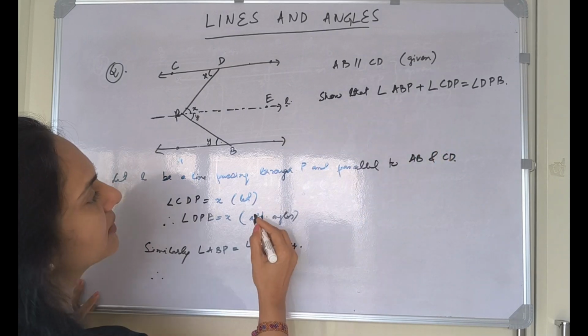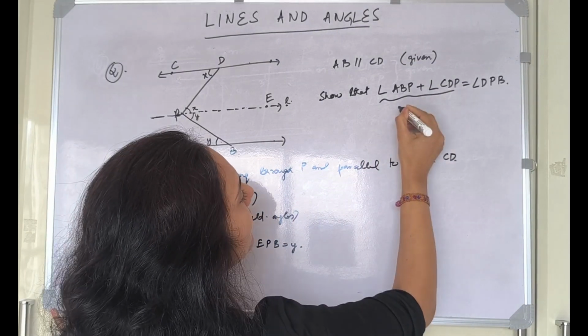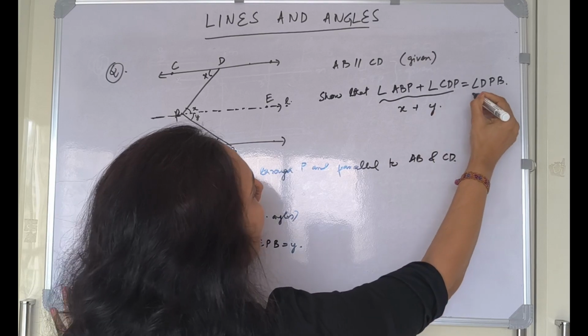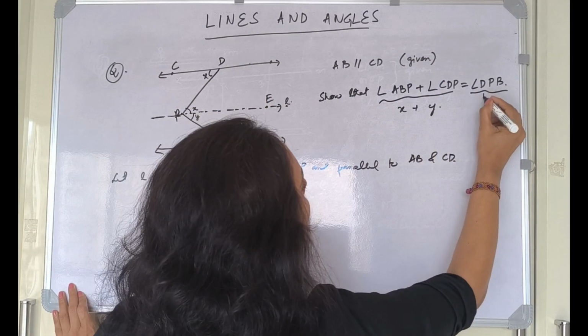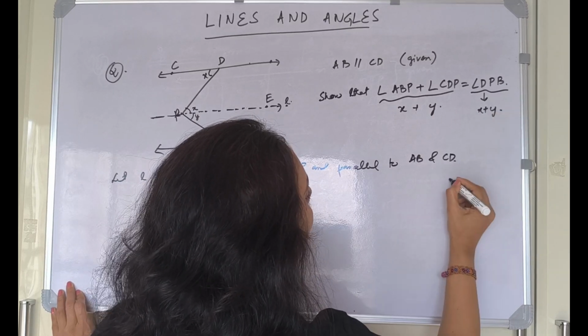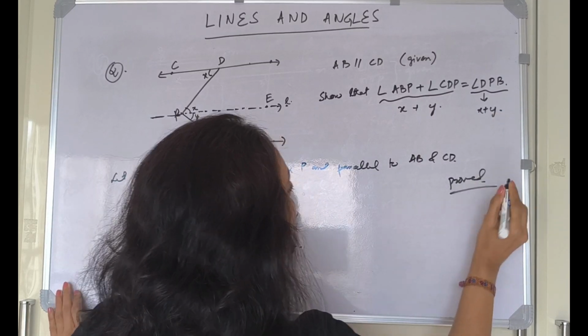And therefore ABP plus CDP, here I am writing that we are getting X plus Y, and DPB is also coming X plus Y. So DPB also we are getting X plus Y. So we have proved the question.